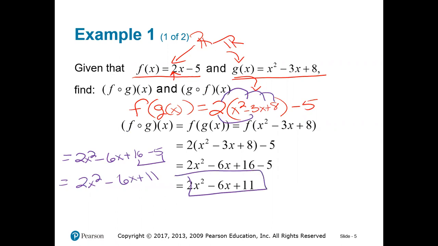And what is its restriction? Well, the f function and g function didn't have any restrictions. And when we plugged them together, we still have no restrictions. So my domain here is negative infinity to infinity. Remember, you do not put brackets on infinity because you cannot stop infinity.